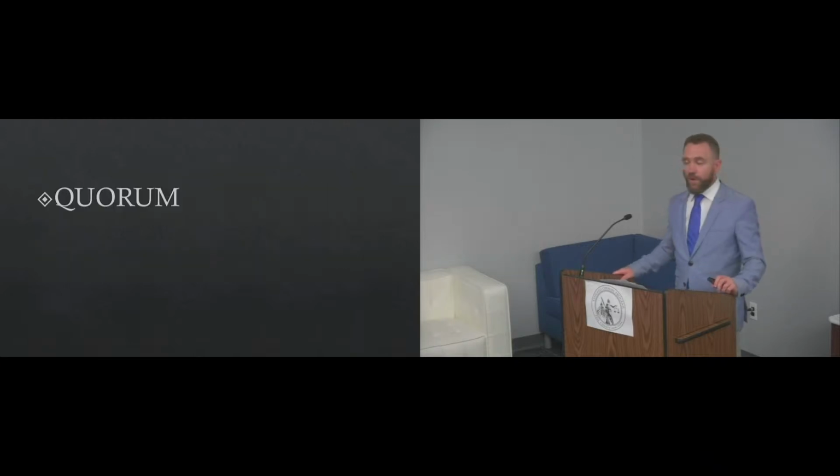We have the first code here. For those who are here, you don't have to write this down. You're here. We can see you here. For the people at home, the first code is quorum, quorum, quorum.